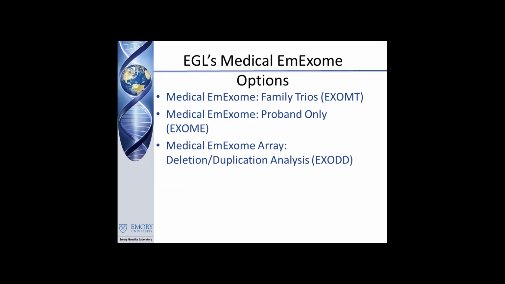So I'm going to turn this over to Lindsey so she can tell you about our EmExome test, the testing options, and some interesting cases that we've seen. All right, so I'm going to start by going over our options that we have for exome. We have two main options for exome sequencing. Those are family trios and Proband Only. We'll go into some of the differences between those in a couple of slides.